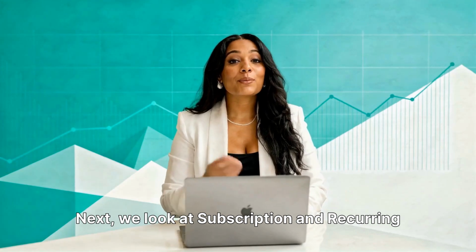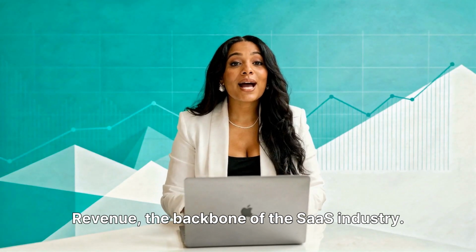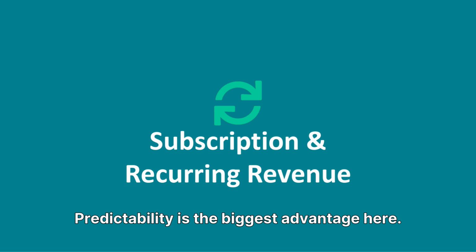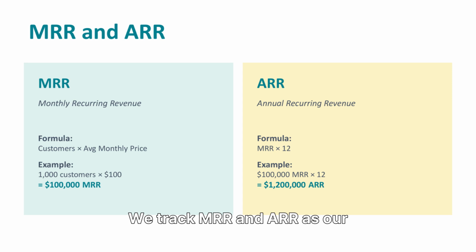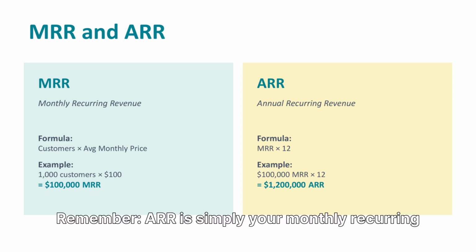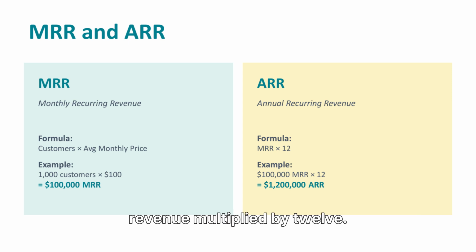Next, we look at subscription and recurring revenue, the backbone of the SaaS industry. Predictability is the biggest advantage here. It allows for more stable long-term planning and investment. We track MRR and ARR as our key health metrics. Remember, ARR is simply your monthly recurring revenue multiplied by 12.